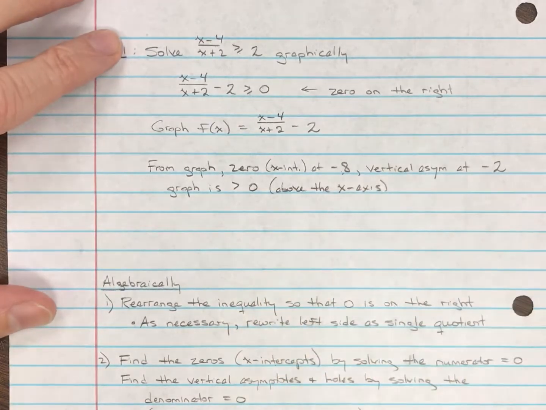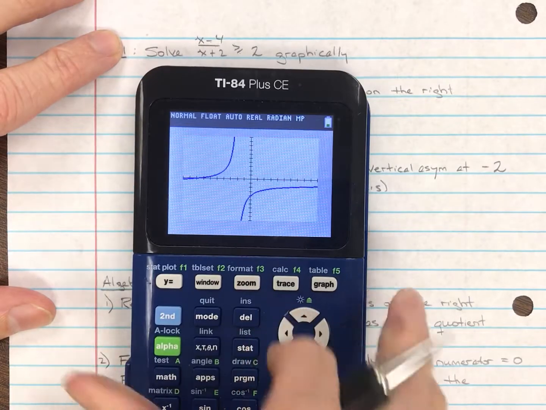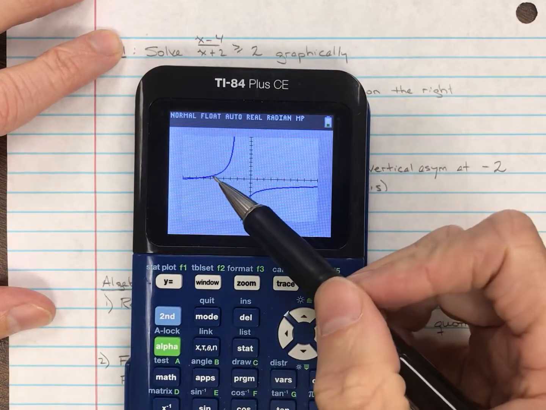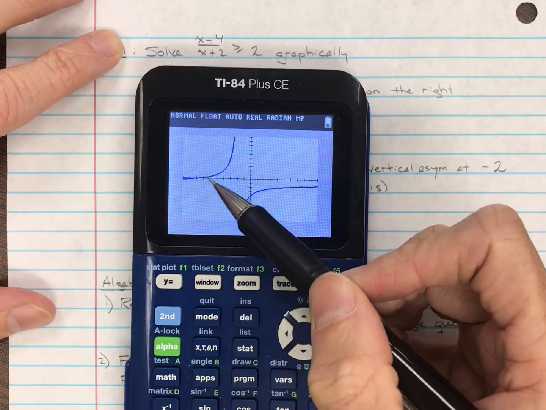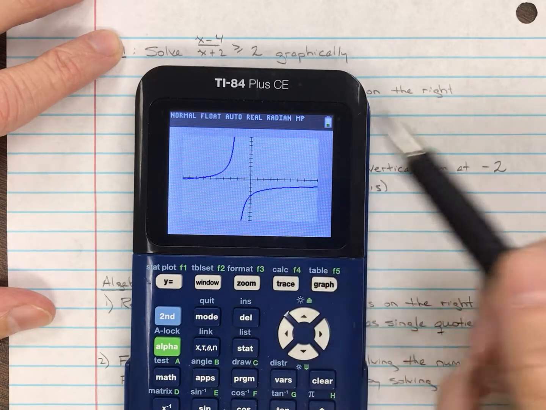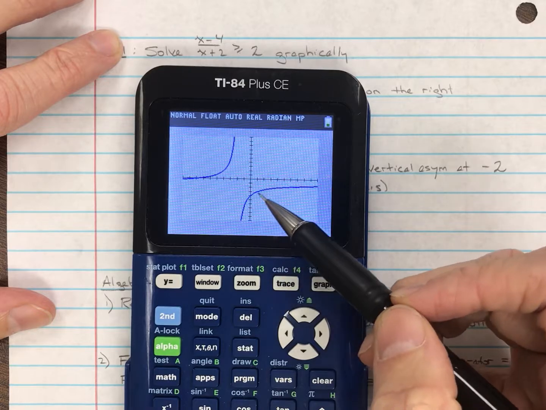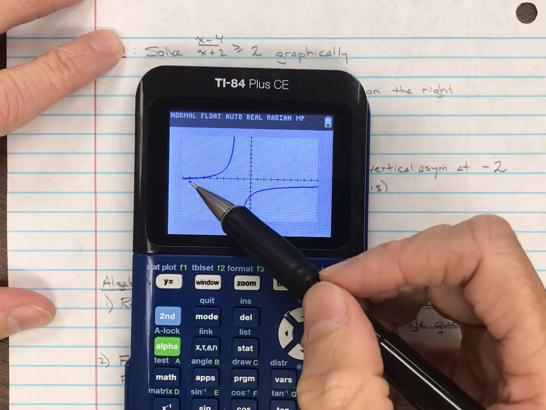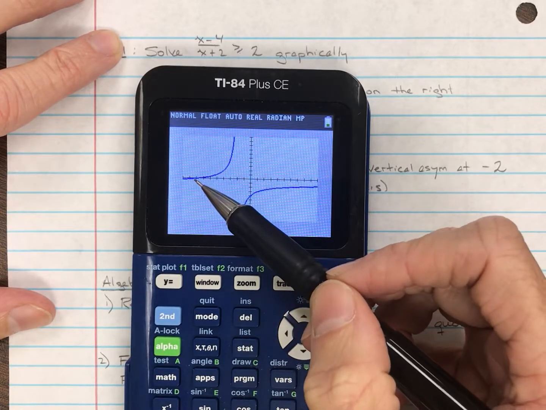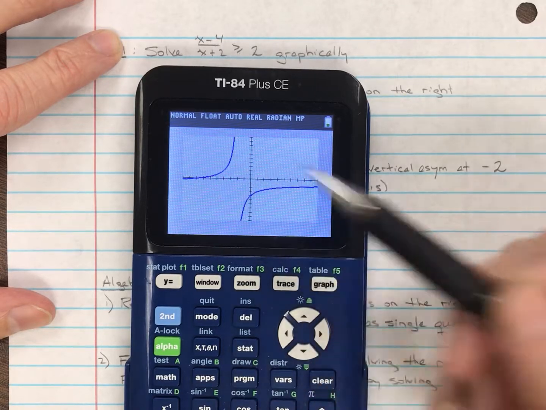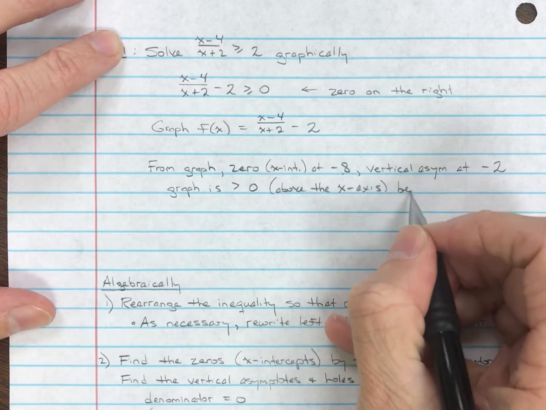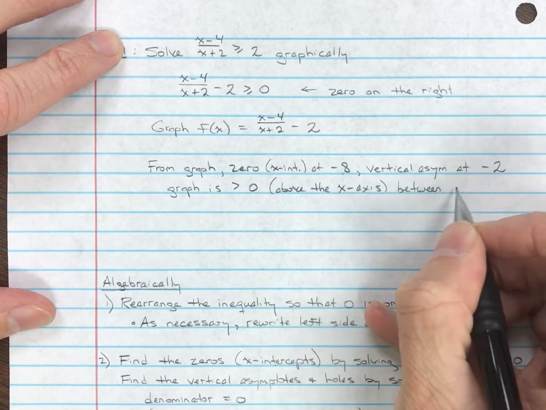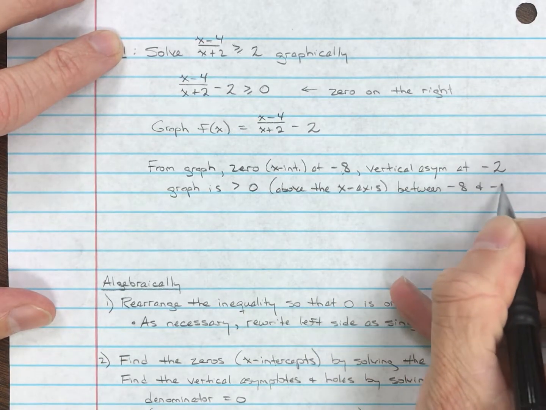Okay, let's go back to my graph. Where is it greater than 0? Well, it's above the x-axis from -8 to -2, and that's it. This is entirely below the x-axis. It's below the x-axis before it hits -8, so from -8 to -2 is when it's above the x-axis. Okay, so between -8 and -2.